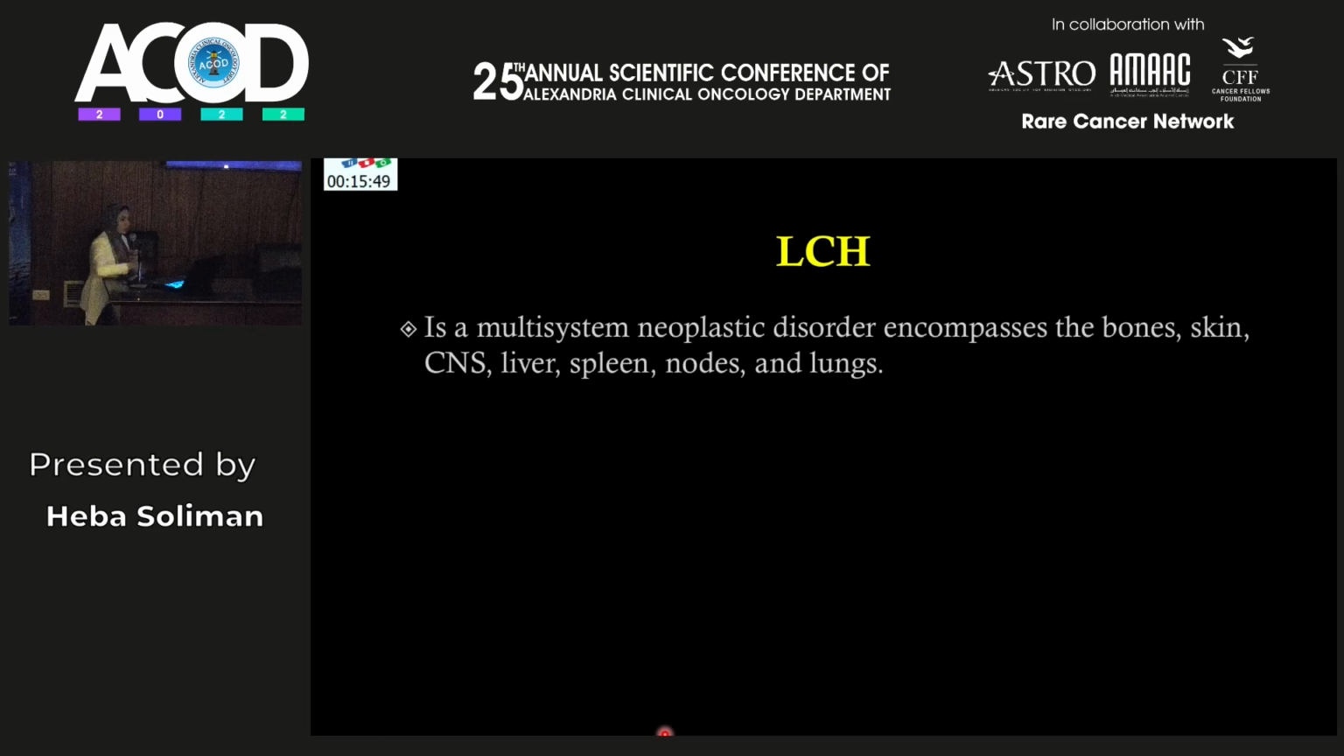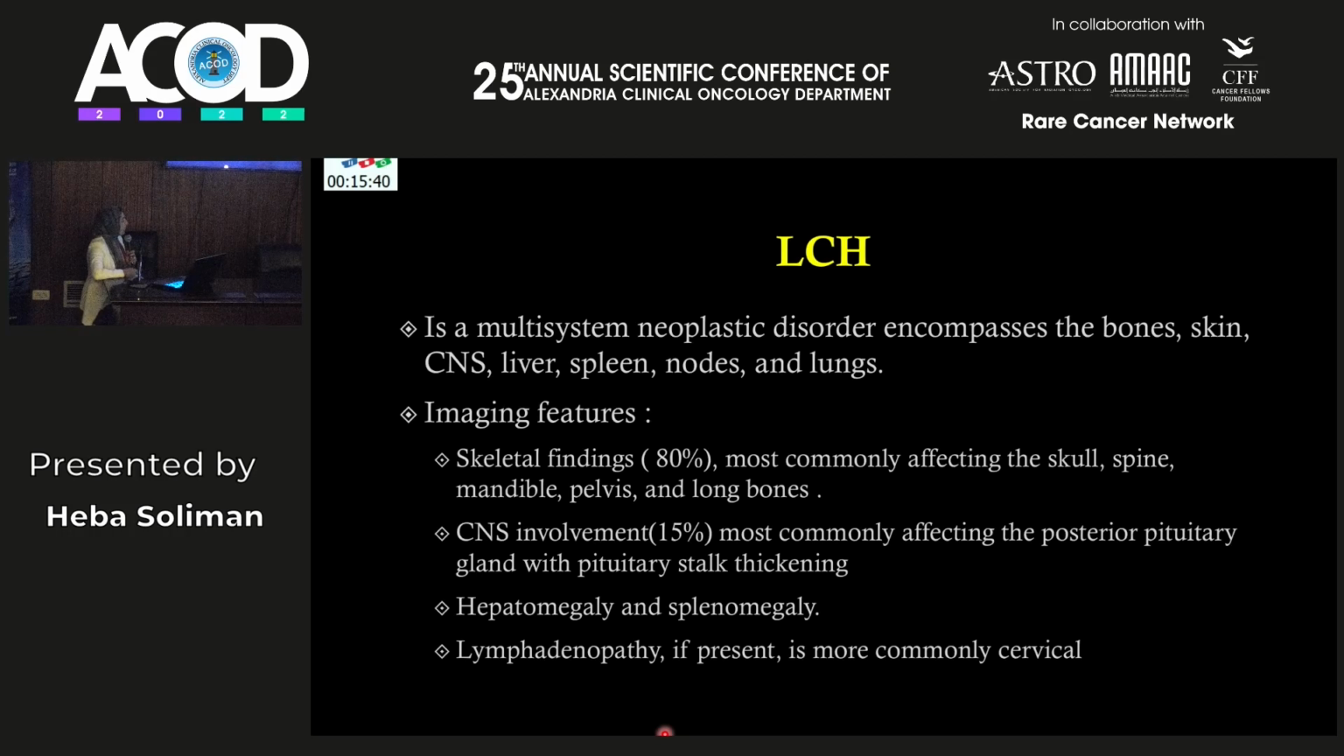Starting with Langerhans histiocytosis, which is a multi-system neoplastic disorder, encompassing the bone, skin, CNS, liver, spleen, nodes, and lungs. The imaging features are skeletal findings in 80% of the cases, most commonly affecting the skull, the spine, the mandible, the pelvis, and the long bones. CNS involvement occurs in 15% of the cases, most commonly affecting the posterior pituitary gland with pituitary stalk thickening. Hepatomegaly, splenomegaly, and lymphadenopathy. Actually, whole body MRI can detect all of these findings except for the CNS involvement, which needs a dedicated contrast-enhanced MRI.